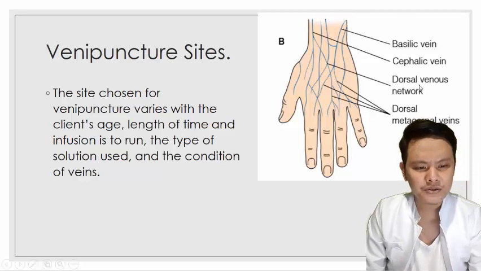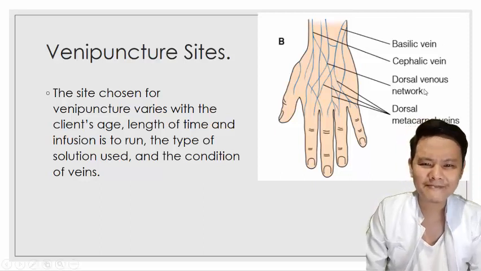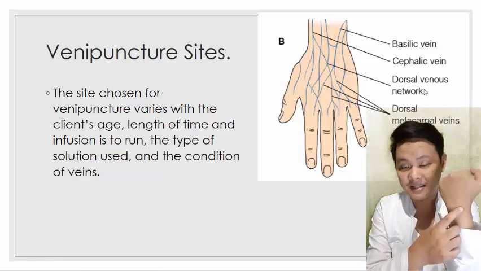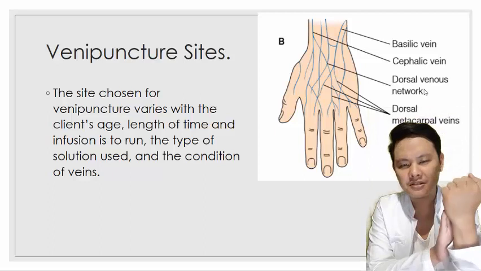We can also use the dorsal venous network, although hindi siya ganun kadalas ginagamit for a reason na malapit siya dito sa may wrist natin. So, kung hindi ka maglalagay dito ng splint, delikado yun.